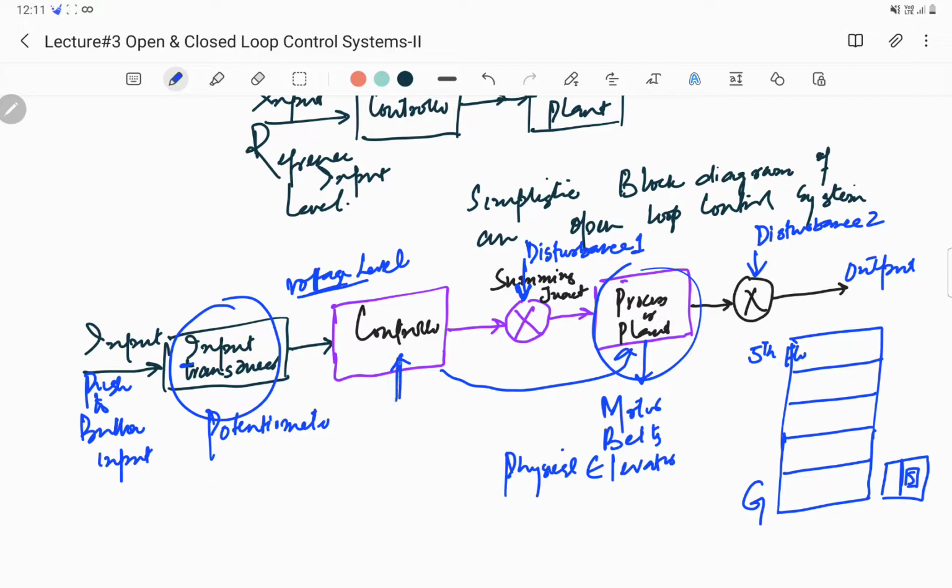The controller, as I said, receives a voltage level. The controller, for example, can be a microcontroller. Again, a microcontroller is an electrical device. It will understand everything in terms of voltages. So that's why we need an input transducer to convert the physical push to an electrical signal, which is then fed to a controller. The controller controls the electrical machinery like the motor, the belt, etc., so that it eventually moves up.